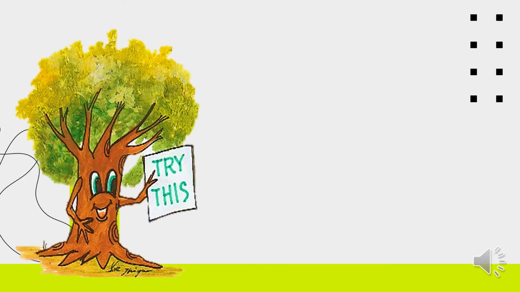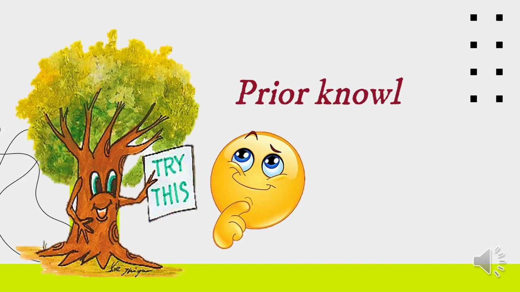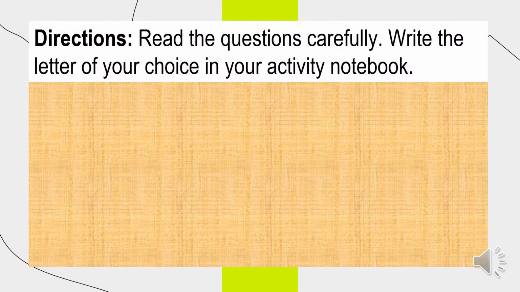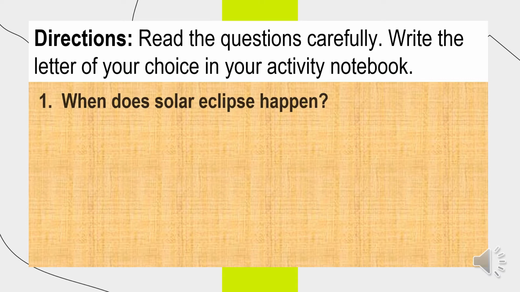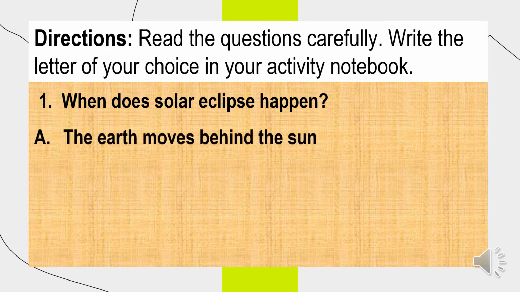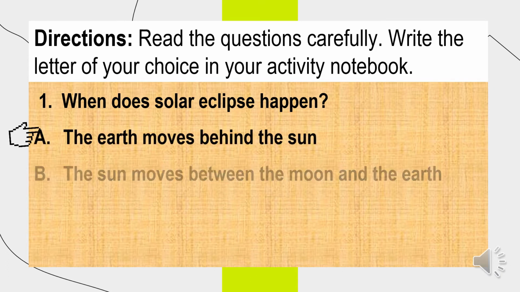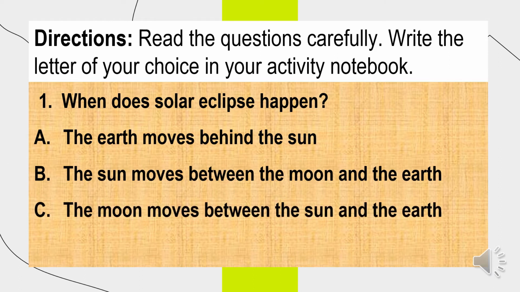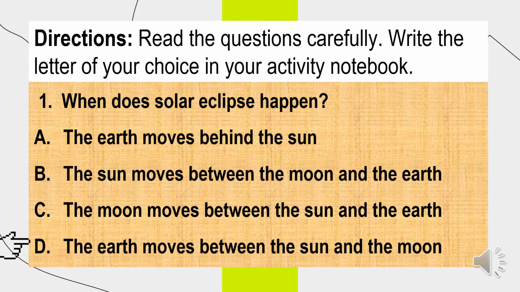Before we start with our lesson, let's first check your prior knowledge by answering the pre-test. Directions. Read the questions carefully. Write the letter of your choice in your activity notebook. 1. When does solar eclipse happen? A. The Earth moves behind the Sun. B. The Sun moves between the Moon and the Earth. C. The Moon moves between the Sun and the Earth. D. The Earth moves between the Sun and the Moon.